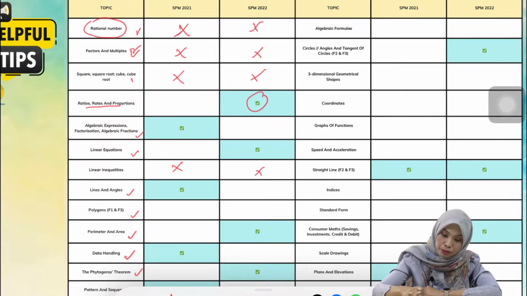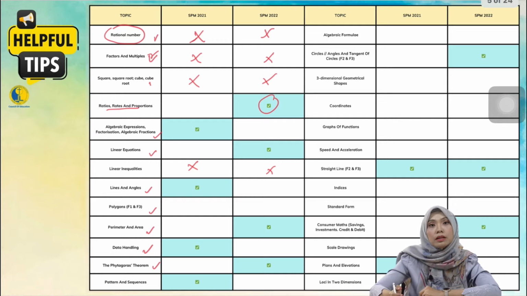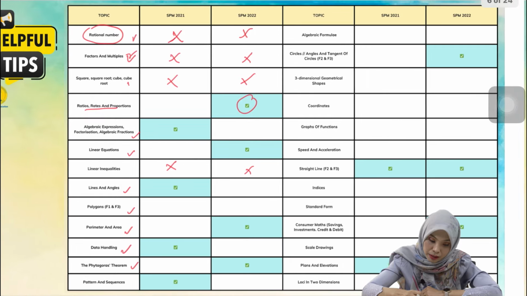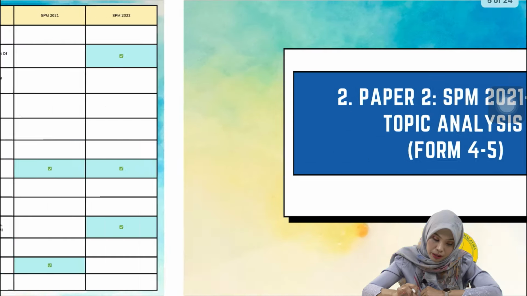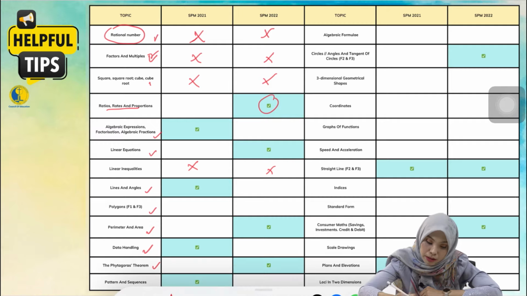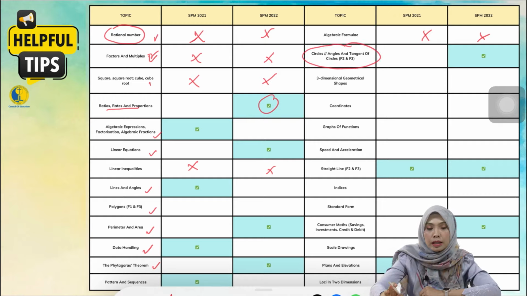Okay, then you have patterns and sequences. It came out last time in SPM 2021. Okay, then let's go to the next one. Okay, we go to algebraic formula. Nothing came out. Okay, circles. I combine with Form 2 and Form 3 topics here because what is the difference?